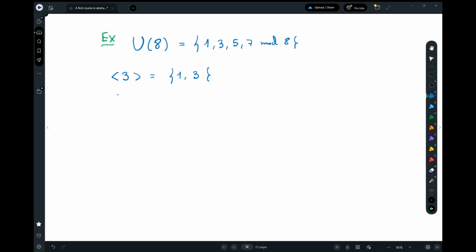What about 5? I have 1, I have 5. 5 times 5 is 25, and 25 is 24 plus 1, which is 1. So that's as much as I get. And 7: 7 is minus 1 modulo 8. So minus 1 times minus 1 is 1. So actually, I just get 1 and 7 and nothing else. So none of these is equal to U8, and therefore U8 is not cyclic.